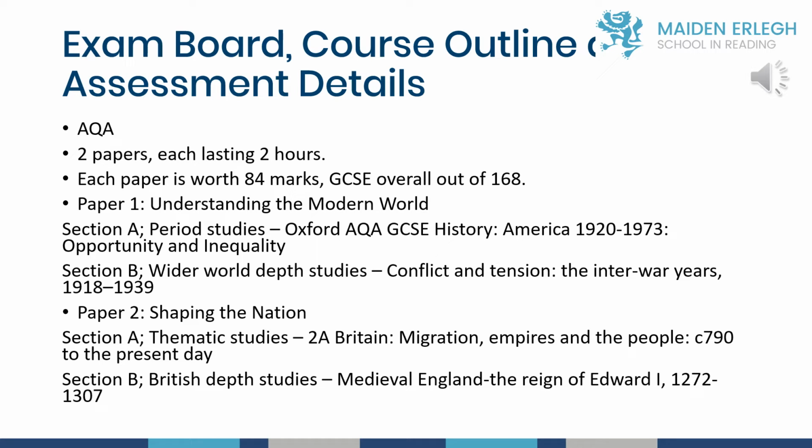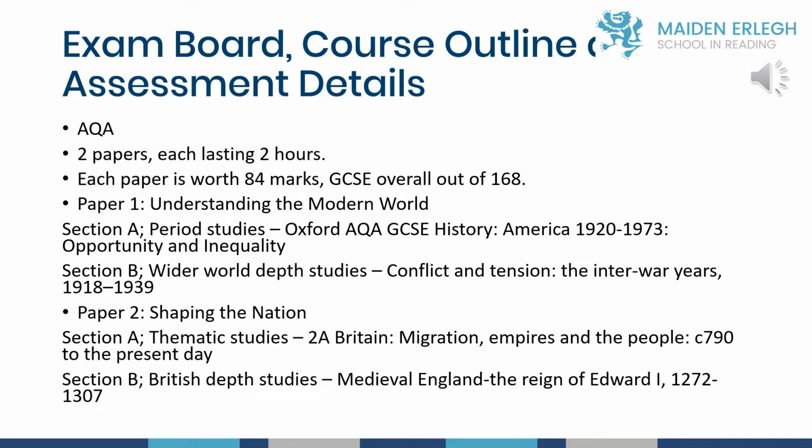War II occur. The second topic we study in this paper is opportunity and inequality in America between 1920 and 1973. In this topic, we look at how economies grow and collapse and how that affects people depending on their background. Here we study how America offers you a different quality of life depending on your financial background, your race, and your gender.